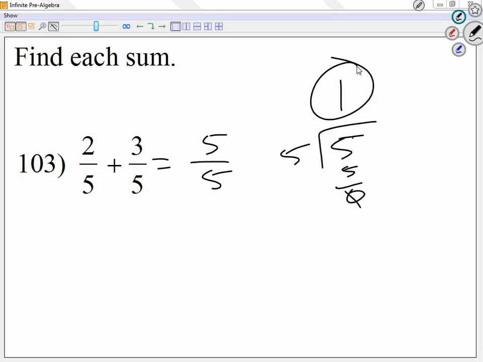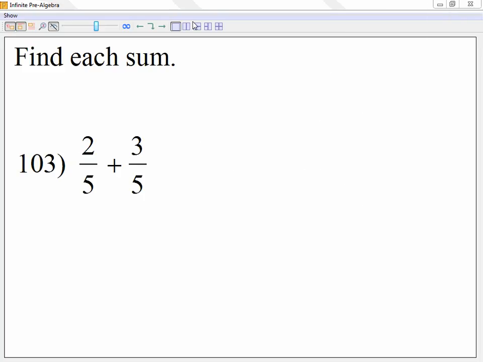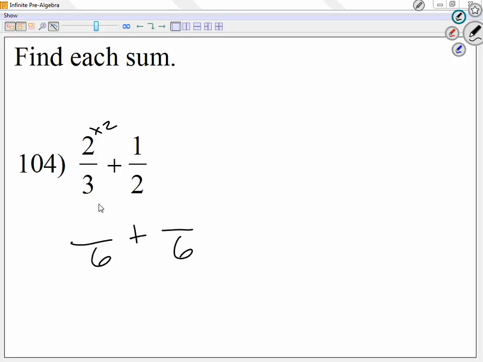Let me take a look at 104. We don't have a common denominator, right? 3 and 2 is not common, but I know that both 3 and 2 go into 6, so that's going to be my common denominator. 3 goes into 6 2 times, so multiply the top by 2. On my second fraction, 2 goes into 6 3 times, multiply the top by 3. Copy the denominator. 4 plus 3 is 7.